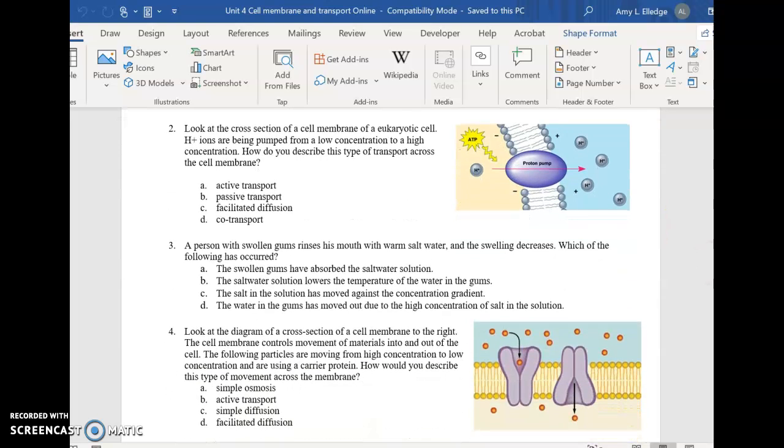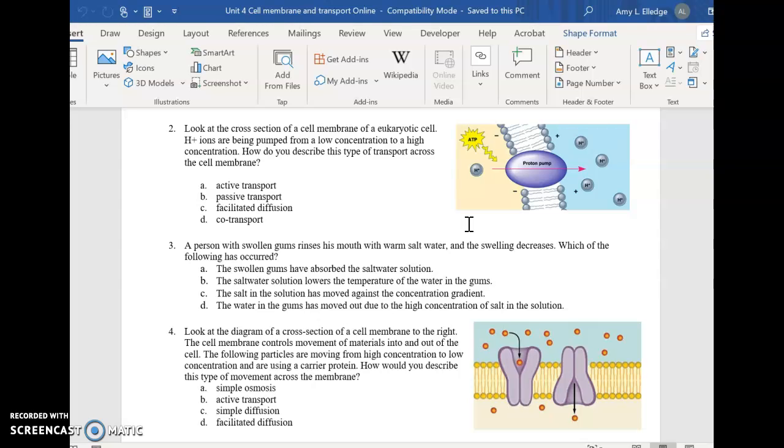Now we're down to our multiple choice. It says, look at the cross-section of the cell membrane of a eukaryotic cell. The H+ ions are being pumped from low to high. So first of all, if it's low to high, think about my little guy on a mountain that I did with the guys in the boat.